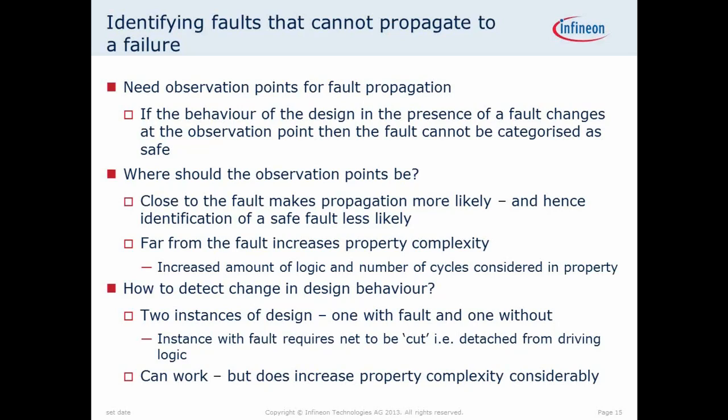So the first question is, where should your observation points be? You can put them nice and close to your fault, and your properties will run quickly. But propagation is much more likely, so you're less likely to identify any safe faults. Or you can put them a long way from your fault, nearer to your safety mechanisms, but then you're increasing your property complexity considerably, so you have much more logic to consider and over many more cycles. So there's somehow a trade-off here about where you should put your observation points.